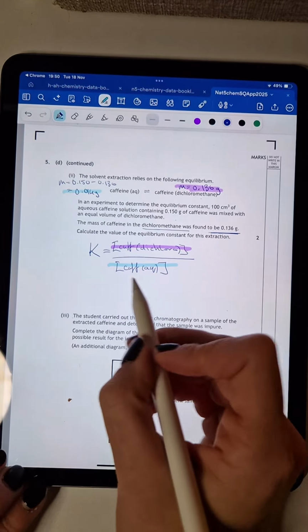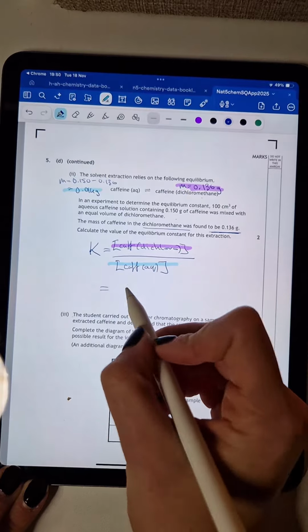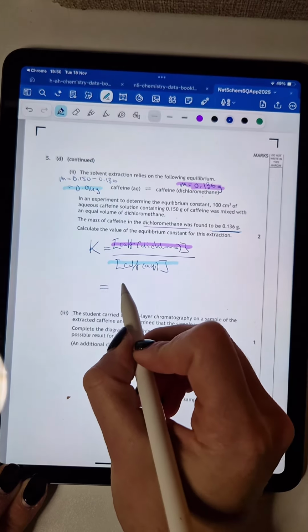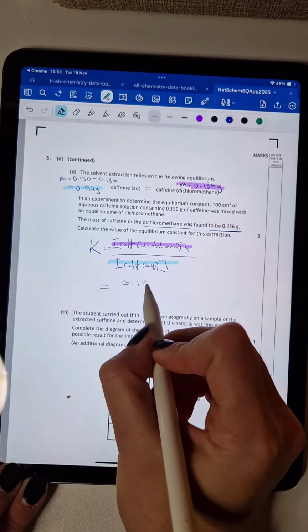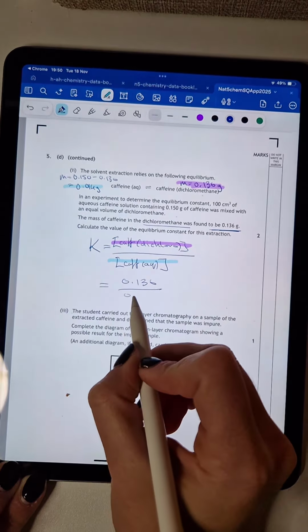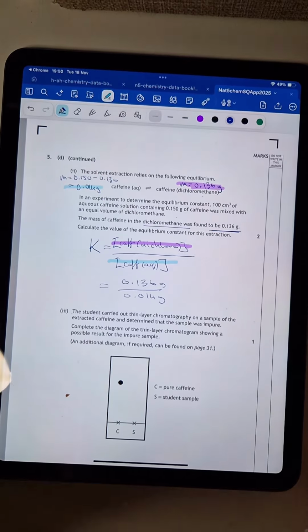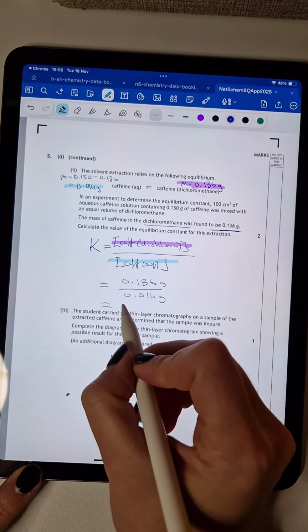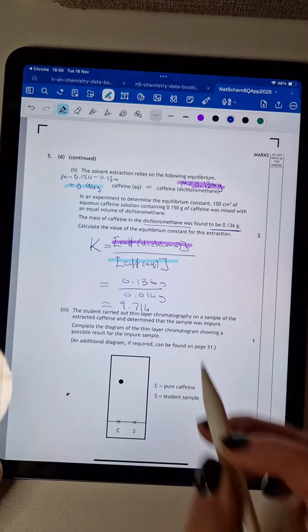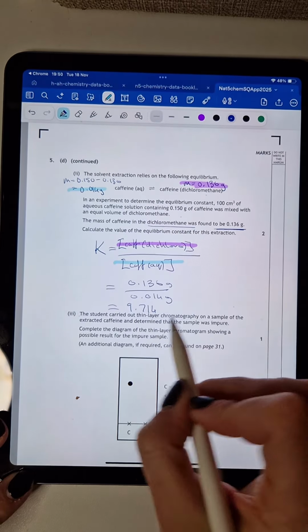I decided to change the colour on these so we don't mix them up, and it's colour coded. So the mass of caffeine in the dichloromethane layer at equilibrium is 0.136, and the mass of caffeine in the aqueous layer at equilibrium we worked out to be 0.014. All we need to do now is put that into our calculator, and that should give you a value of 9.71428, whatever, but you can just round to 3 or 4 significant figures.